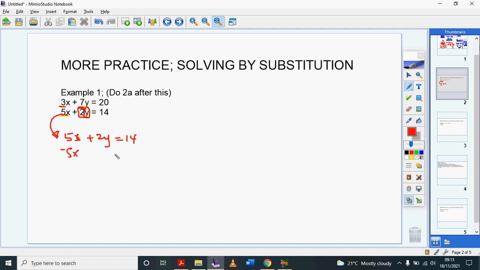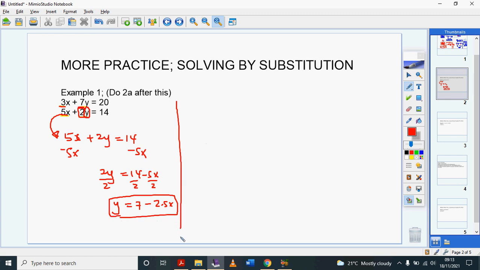So when I subtract 5x both sides, I'll end up with 2y is equal to 14 minus 5x. Then I will divide everything by 2. Divide by 2, divide by 2, divide by 2. And y is equal to 14 over 2, which is 7, minus 5 over 2, which is 2.5x. So this is my expression for y.